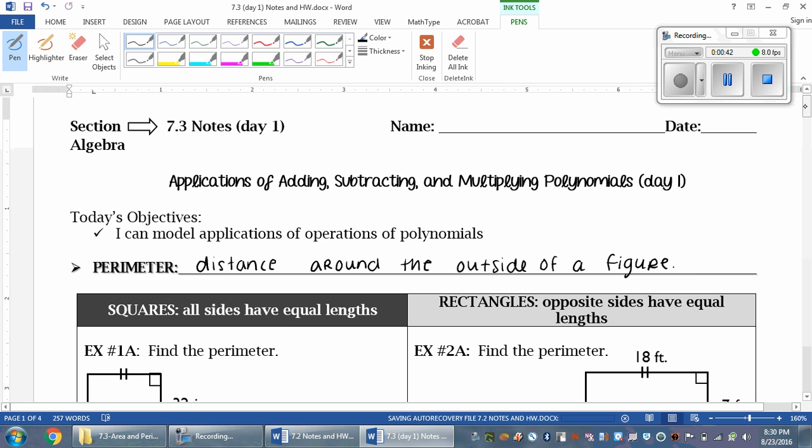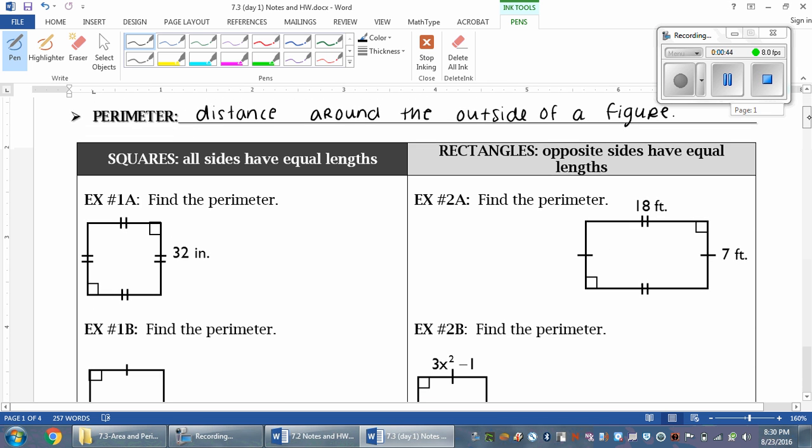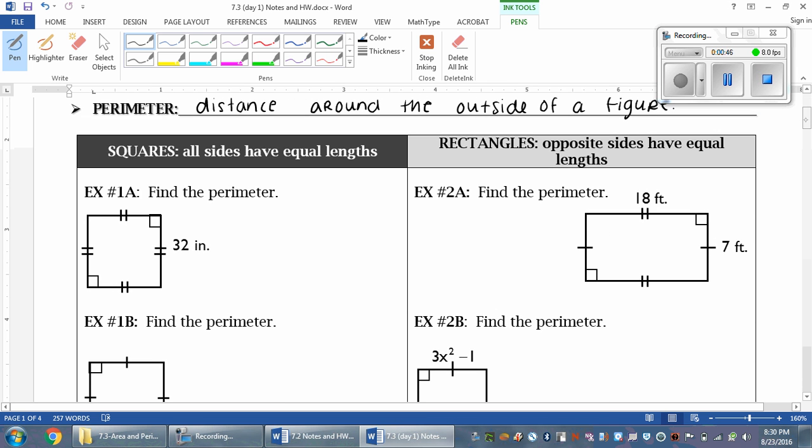We're going to be calculating the perimeter of a couple different figures. The first is a square. For squares, all sides have equal length. So for example 1a, if you find the perimeter, if this is 32 inches, all the sides are 32 inches. So what I could do is add 32 plus 32 plus 32 plus 32, or I could just do 32 times 4. 32 times 4 is 128 inches.